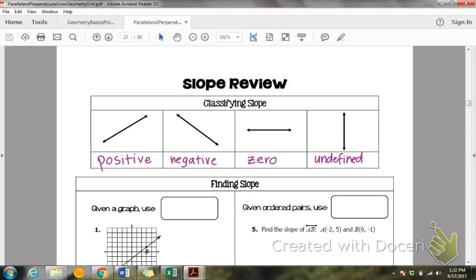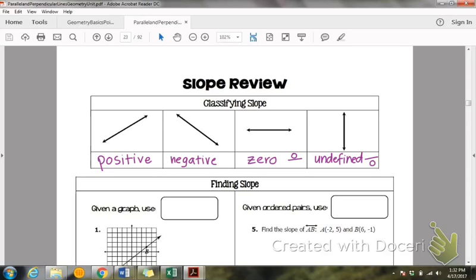The slope is 0 if you get 0 in the numerator. The slope is undefined if you get 0 in the denominator. We'll work on a couple of those. You are not allowed to leave it as 0 over something. You have to tell me that it's actually just 0, because 0 divided by anything is just 0. And with the undefined slope, you can't divide by 0, so you can't leave your problem like that. You have to tell me that it's undefined.